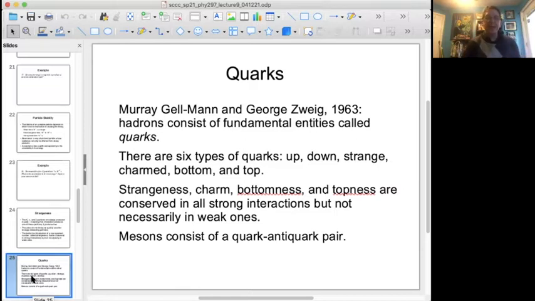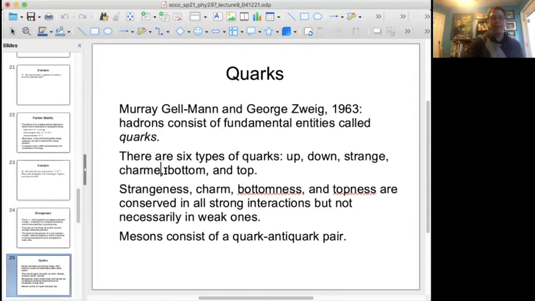And so there are 6 types of quarks: up, down, strange, charm, bottom, and top. And strangeness, charm, bottomness, and topness are conserved in all strong interactions, but not necessarily in weak ones. So again, mesons are a quark and an antiquark. Baryons are three quarks.